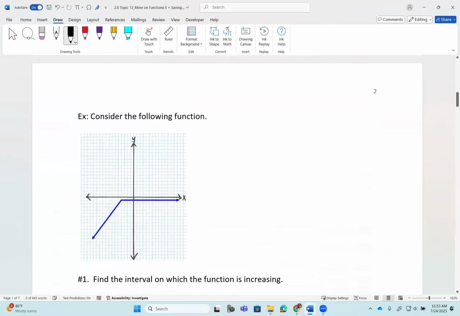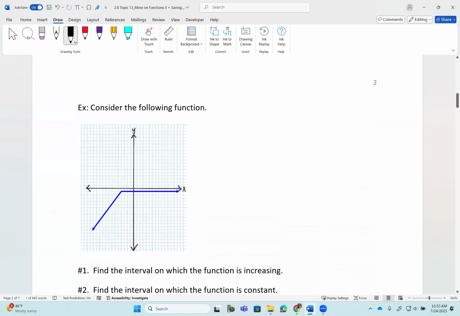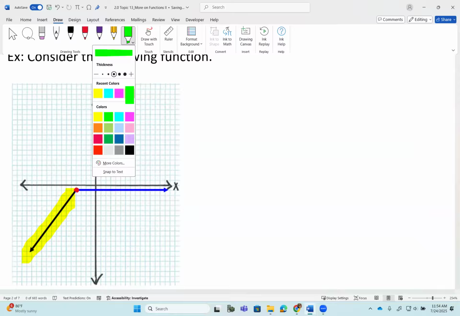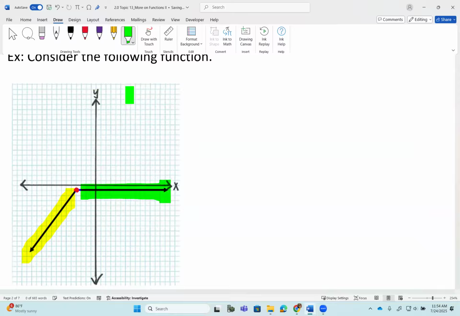Okay, let's try another one. This one here is the same picture as I showed you before. From left to the right, you can tell this is the increasing part of the function, going upward. Let's make it a little bit bigger. From that particular point is where the switch happens, because after this red point, after this x value, the function becomes horizontal. So that becomes a constant part of the function right here.